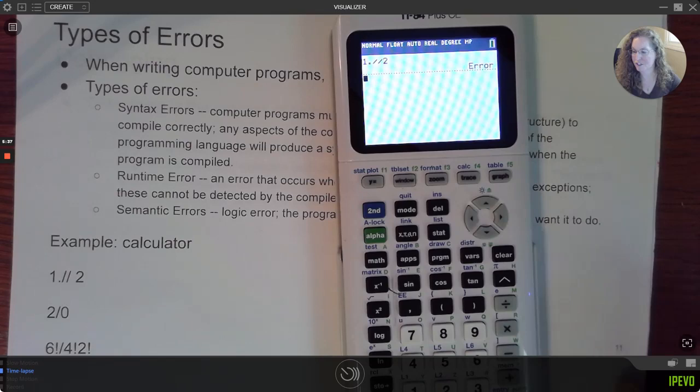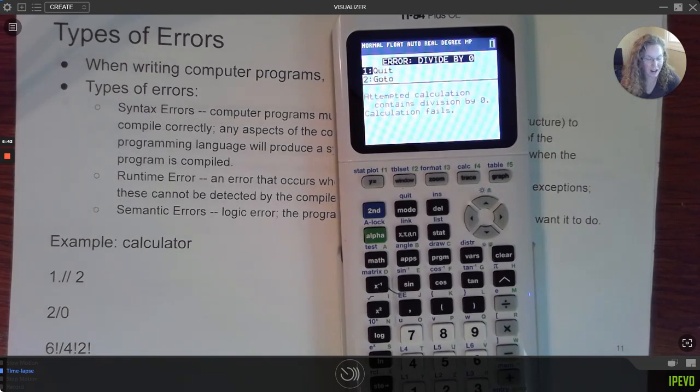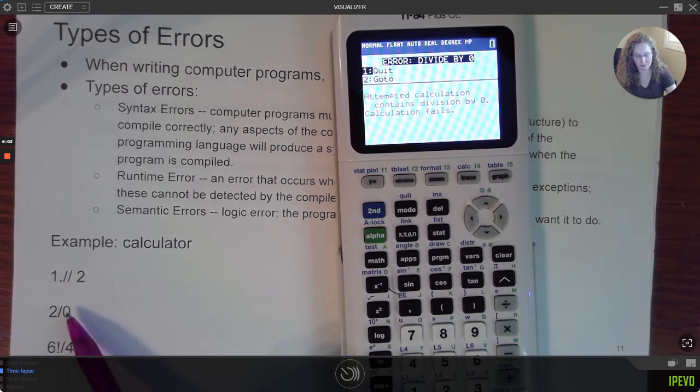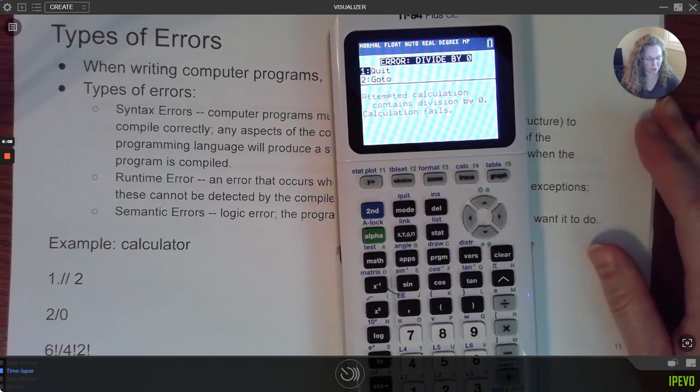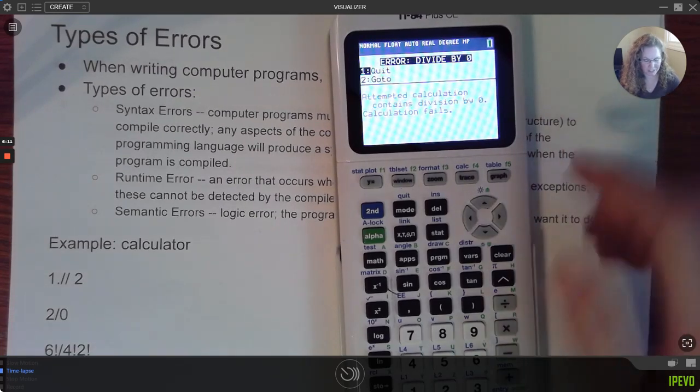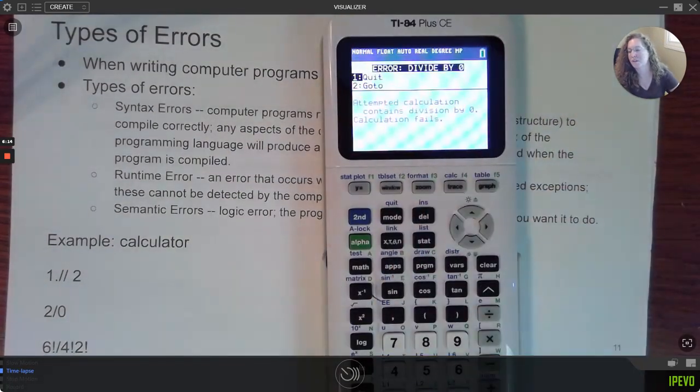If I do this next one right here, 2 divided by 0, and hit enter, I get an error again, but notice it doesn't say syntax error, it says something different. So this isn't a syntax error. The syntax of a division statement is a number, then a division sign, and then another number. If that 0 I typed in had been anything else, like 2 or 4 or -7, it would have been fine with it. The only reason it has a problem is because there's a 0 there. So it's not a syntax error. It is a different kind of error.